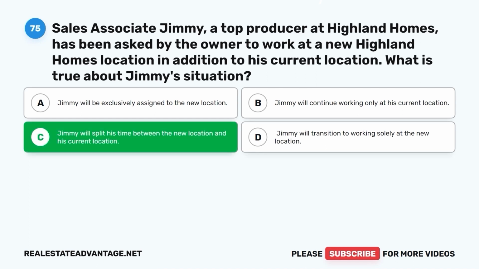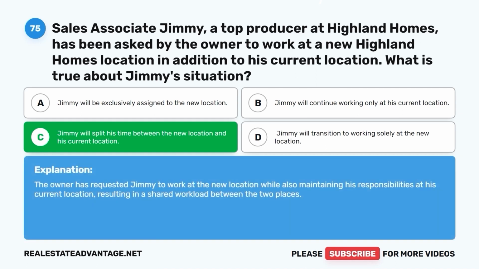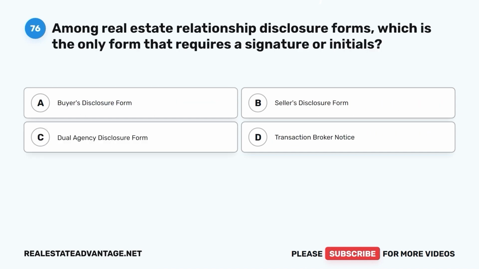The correct answer is C. Jimmy will split his time between the new location and his current location. The owner has requested Jimmy to work at the new location while also maintaining his responsibilities at his current location, resulting in a shared workload between the two places. Question 76. Among real estate relationship disclosure forms, which is the only form that requires a signature or initials?